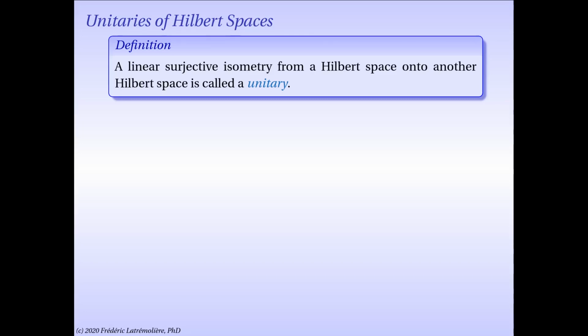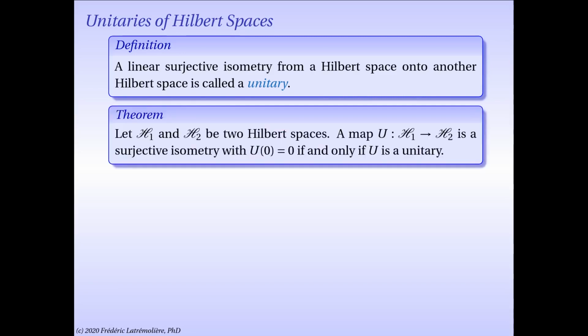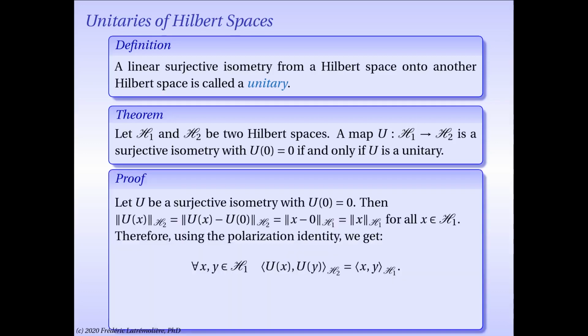Because unitaries are such an important concept, we're going to study them a little bit more. First, I'm going to show you that a map U between two Hilbert spaces is a unitary if and only if it is a surjective isometry which maps the zero vector to the zero vector. So linearity is essentially for free if we are working with a surjective isometry mapping 0 to 0. To prove this, let U be a surjective isometry which maps the zero vector to the zero vector.